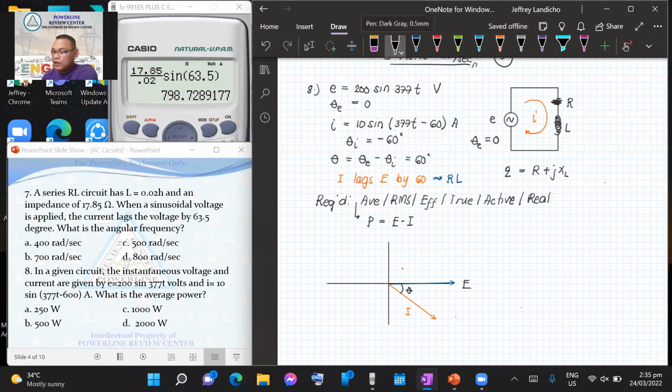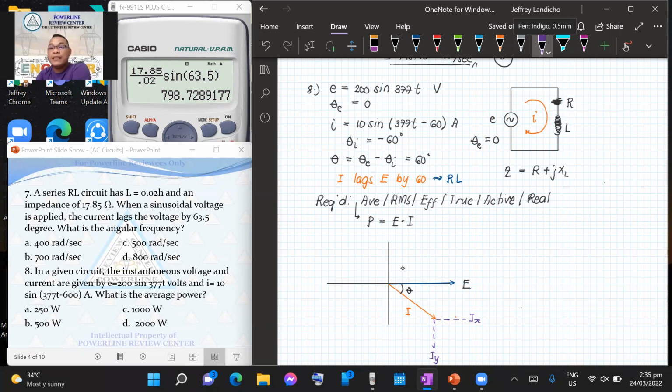So when we take those components, we have the real component or the horizontal component. This is its real component, let us say I sub x. This is its imaginary component, that is I sub y. Now, what is power?